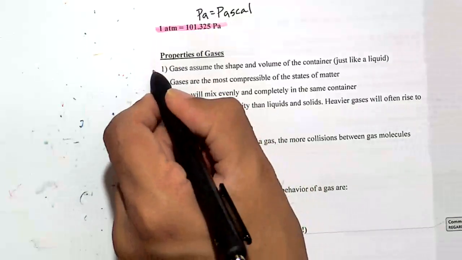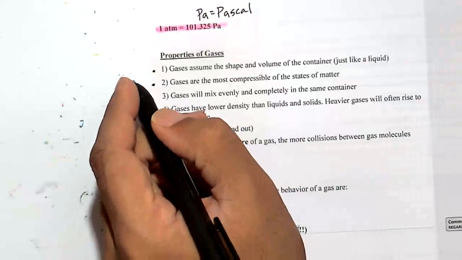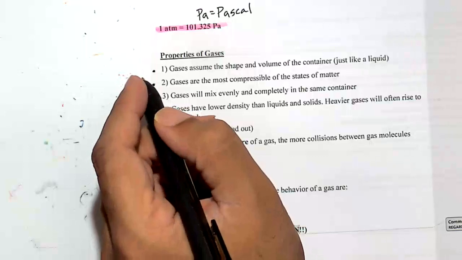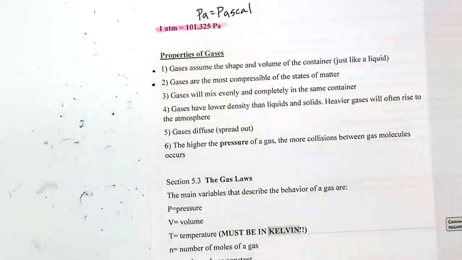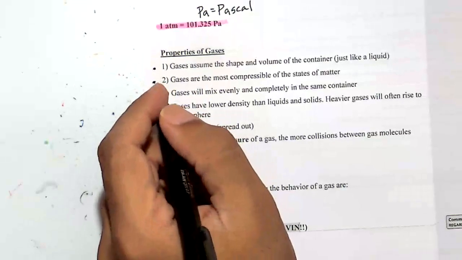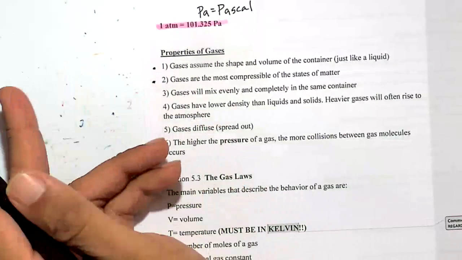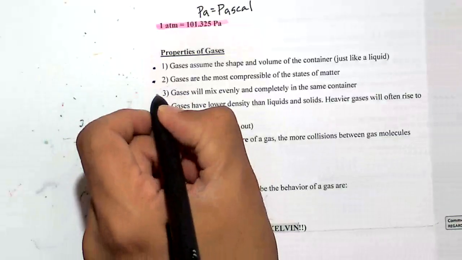Gases are the most compressible state of matter. Have you heard of a piston? Pistons run your car. So you can compress a gas, and it's very compressible.